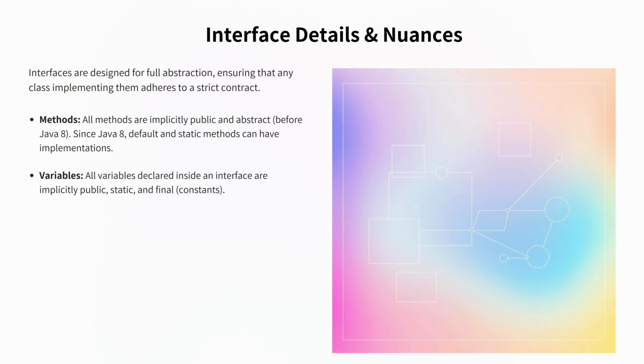Interface details and nuances. Interfaces are designed for full abstraction, ensuring that any class implementing them adheres to a strict contract. Methods: all methods are implicitly public and abstract before Java 8. Since Java 8, default and static methods can have implementations. Variables: all variables declared inside an interface are implicitly public, static, and final, constants. This strictness makes interfaces ideal for defining APIs and enforcing common behaviors across disparate parts of an application.